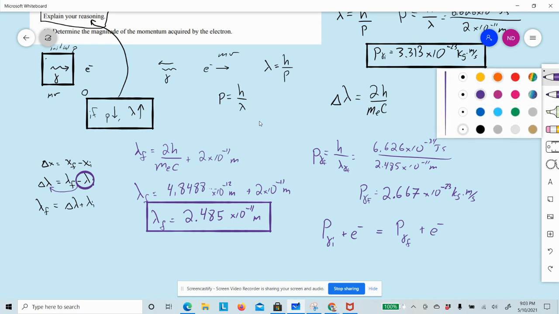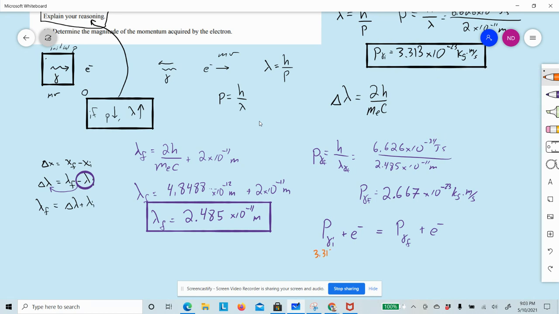So let's see, what do we got going on here? This thing was 3.313 times 10 to the minus 23rd. This thing was 0 equals this thing, 2.667 times 10 to the minus 23rd. And now we need to find the momentum of this electron. So it's going to be 3.313 times 10 to the minus 23rd, the difference of 2.667 times 10 to the minus 23rd.